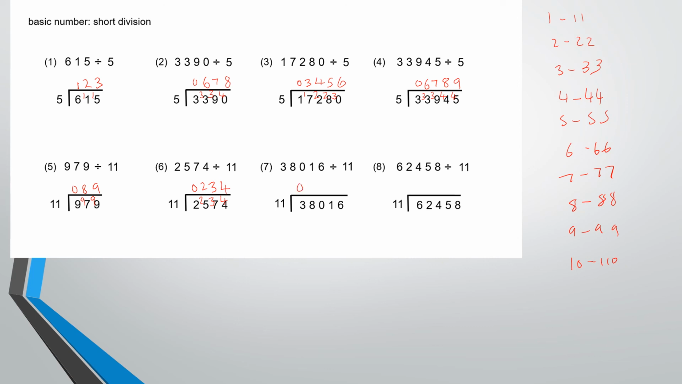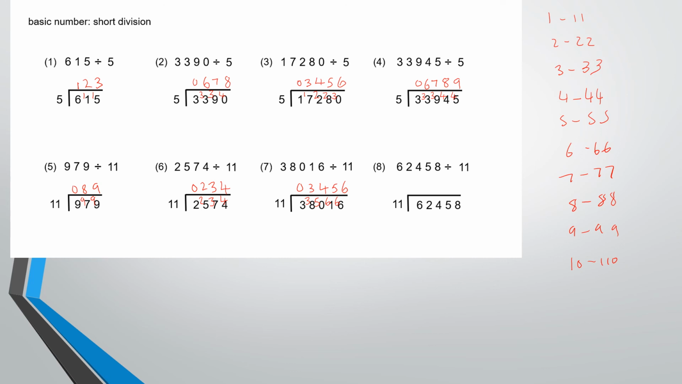11 won't go into 3, carry 3 over. 11 into 38 is 3 with 5 left over. 11 into 50 is going to be 4 with 6 left over. 11 into 61 is going to be 5 with 6 left over. 11 into 66 is 6.